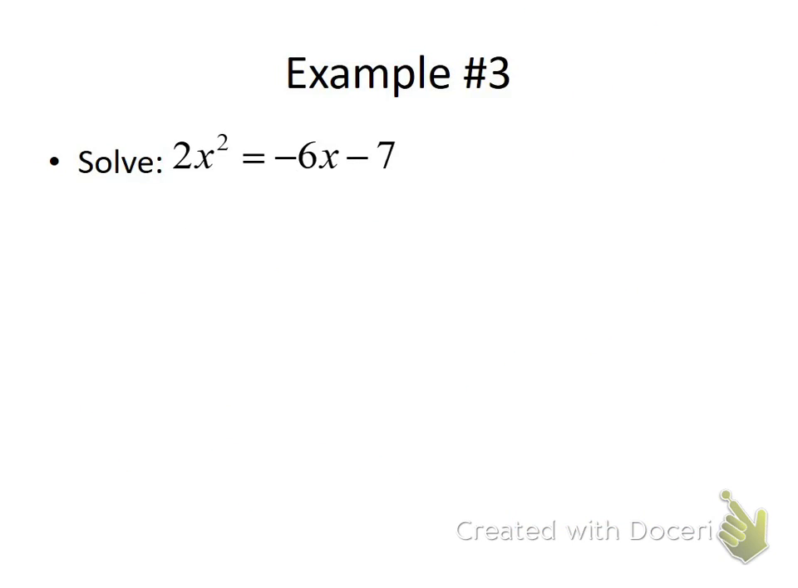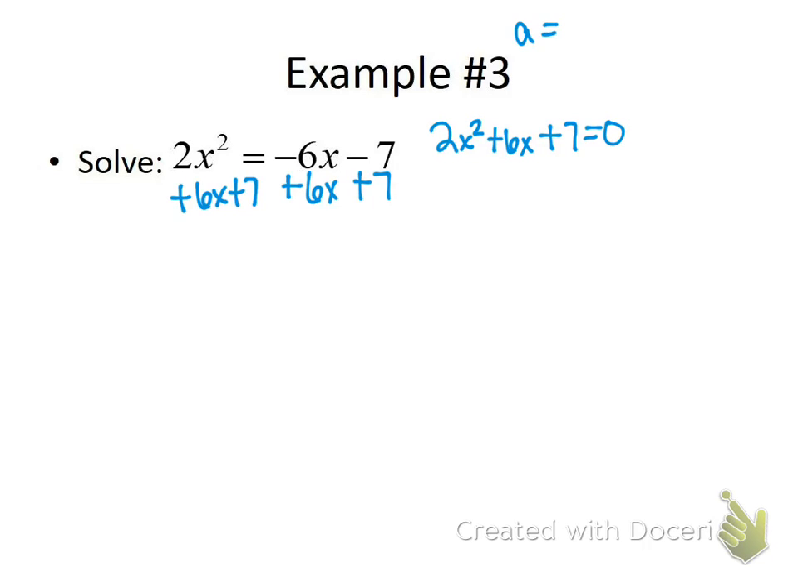Before you try example 3 on your own, let's first rearrange it together and get it in standard form. What do I need to do to get it in standard form? Add the 6x and add the 7 to both sides. So I end up with 2x squared plus 6x plus 7 equals 0. Let's just identify our A, B, and C real quick. What is my A? 2. My B and my C.